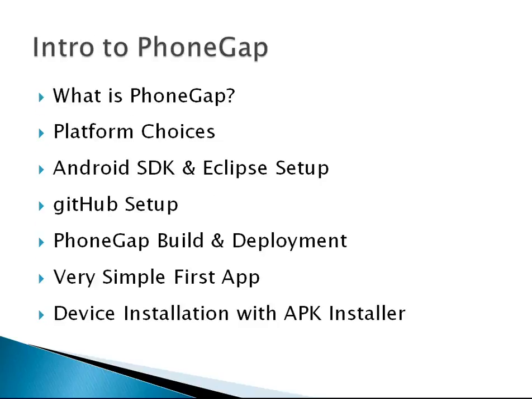Chapter 2 was a big chapter. We learned all about PhoneGap and what it is. We learned the platform choices, platforms we can develop for, which is basically all of them. We looked at the older way of developing an Android app with PhoneGap, and that's with the Android SDK and the Eclipse plugin. And then we looked at PhoneGap Build, which is the much easier way to build and deploy a PhoneGap application. And of course we set up GitHub so we could push our repository right to PhoneGap Build.